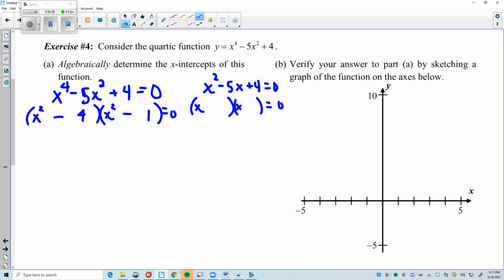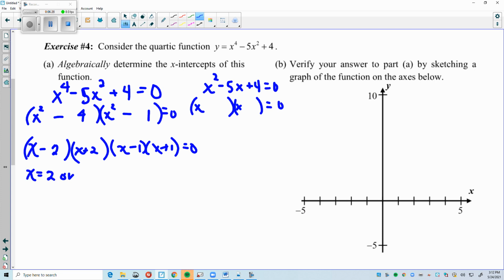Okay, but now we have the difference of two perfect squares. So I can now factor this even more into x minus 2 and x plus 2. This guy over here, how about x minus 1 and x plus 1? So look at all of the zeros that we have. So I'm going to have either positive 2 or a negative 2 or a positive 1 or a negative 1.